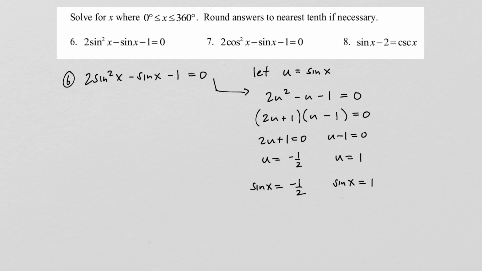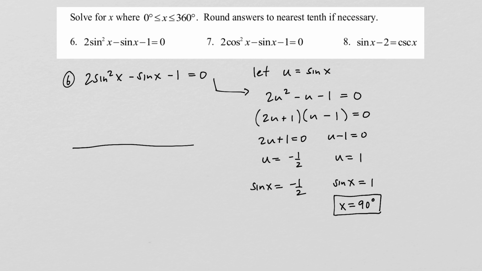And for these, we just need to figure out where is sine equal to these values. Well, we know that sine is 1 when your angle is 90 degrees. This one we should have memorized, and that is the only angle between 0 and 360 for which sine is equal to 1. Now, where is sine -1/2?